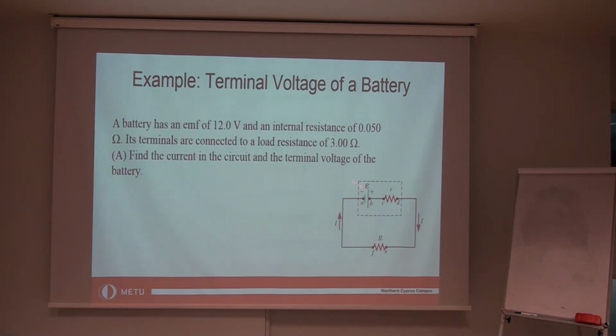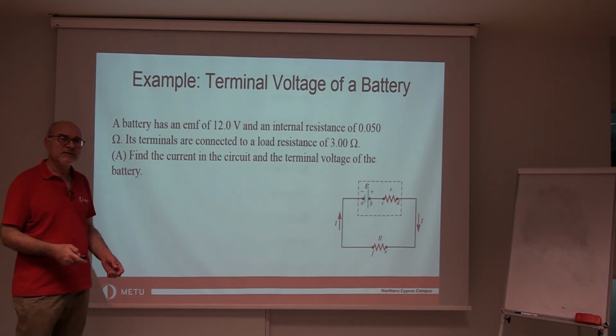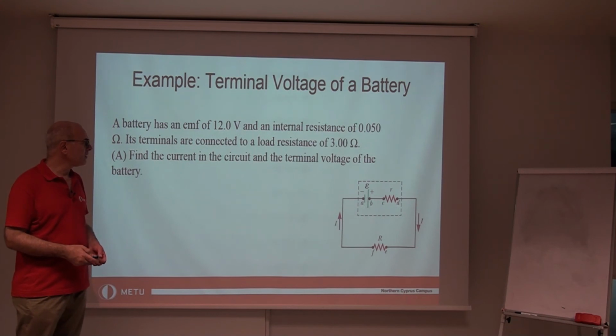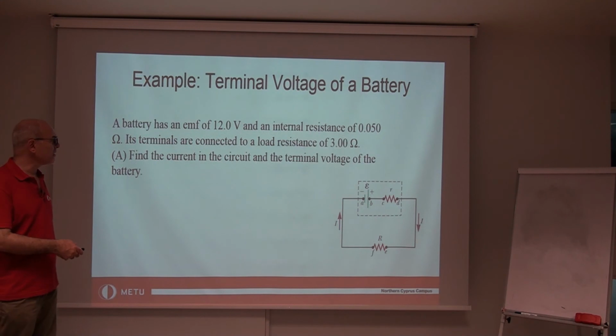simple example. It's a straightforward application, and it says that we have a battery. The electromotive force is given as 12 volts, and it has an internal resistance of 0.05 ohms. Usually it's small for a reason that we will see now, and its terminals are connected to the load resistance, which is 3 ohms. So this might be, for example, a small light bulb connected to a resistor. A 12 volt battery is typical of what you use in your everyday life. You can see these batteries, for example.